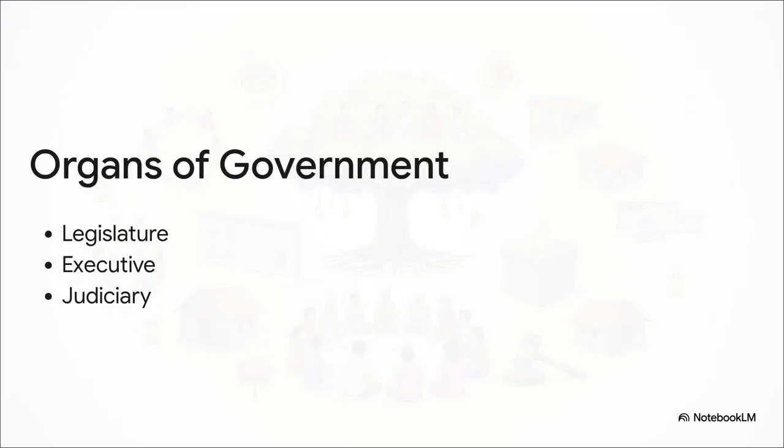So government isn't just one giant blob. It actually has 3 distinct organs. The legislator makes the laws. The executive implements them, like the police tracking down a cybercrime. And the judiciary ensures justice and checks power, kind of like a court deciding on a fair outcome. Keeping these 3 separate is absolutely crucial for a healthy system of checks and balances.